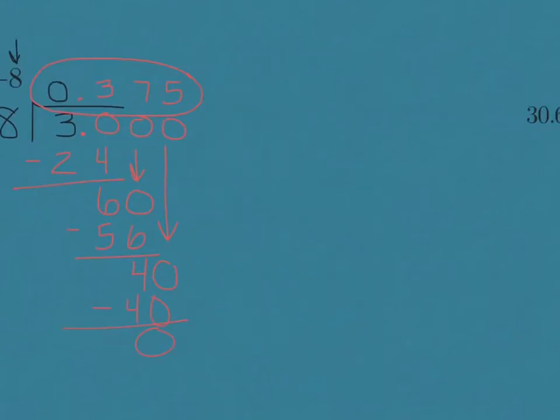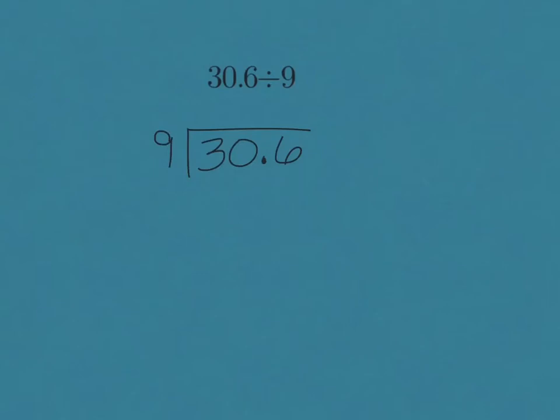Okay, now we're going to explore a different type of problem. So for this next one, notice that we don't have two whole numbers. We have a decimal first divided by a whole number. So this setup is the same. The first number will always go inside of that house. The second number always goes outside.